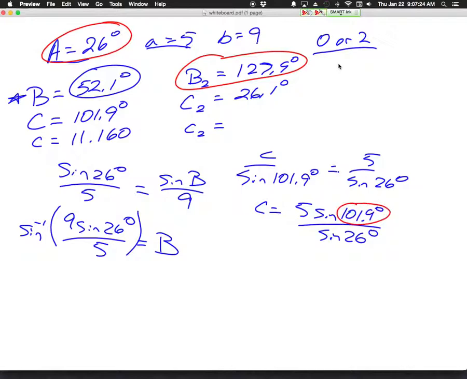Alright, then to find this other side right here, all I have to do is go in here and change that 101.9. The 101.9 gave me this side, so what do I need to change the 101.9 to? I need to change it to 26.1. So when I punch that in, what do I get?